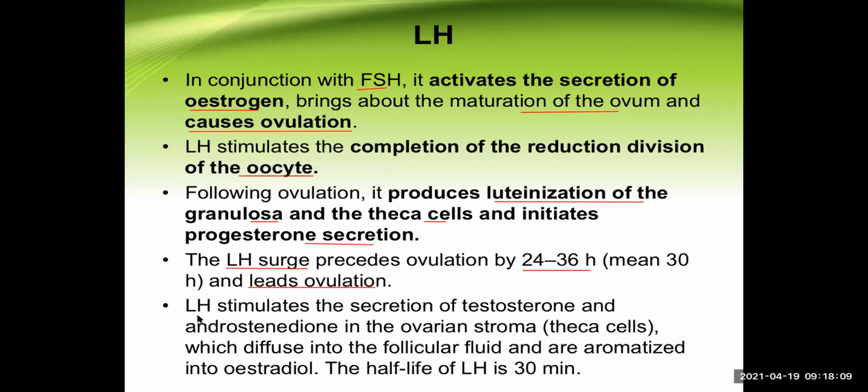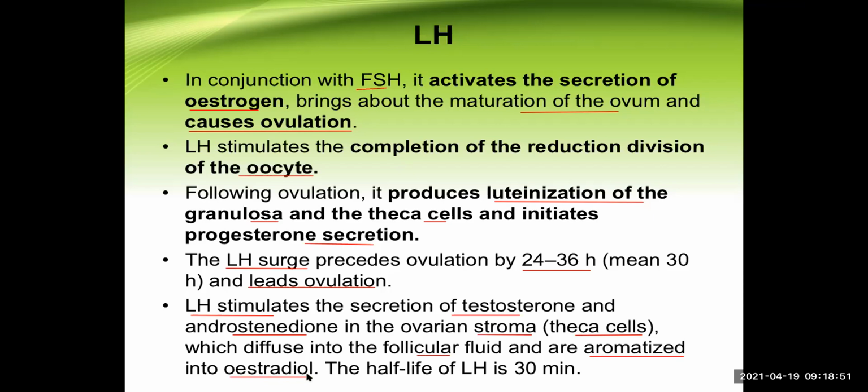This LH stimulates the secretion of testosterone and androstenedione in the ovarian stroma, in the cells known as thecal cells or theca cells. These thecal cells are responsible for the synthesis of androgen. You already know that. This is not the first time we are learning this. Now, what happens? These androgens are aromatized by the follicular cell into estrogen. This is a form of estrogen known as estradiol. This is the important mechanism.